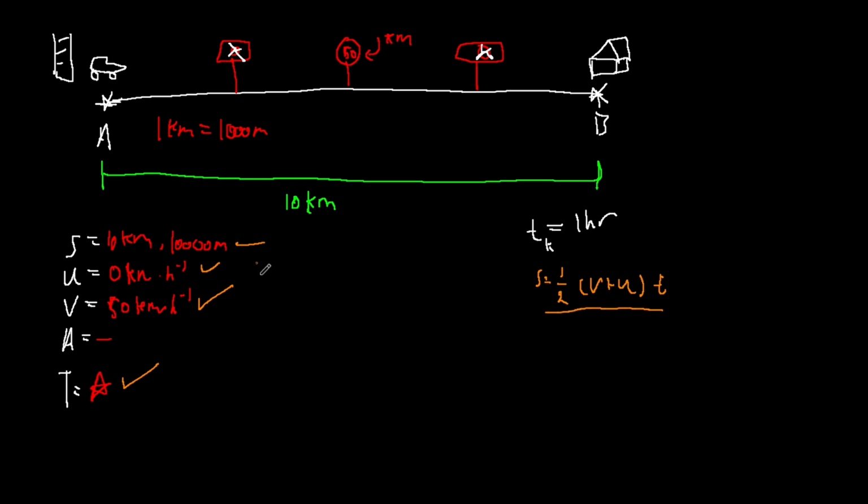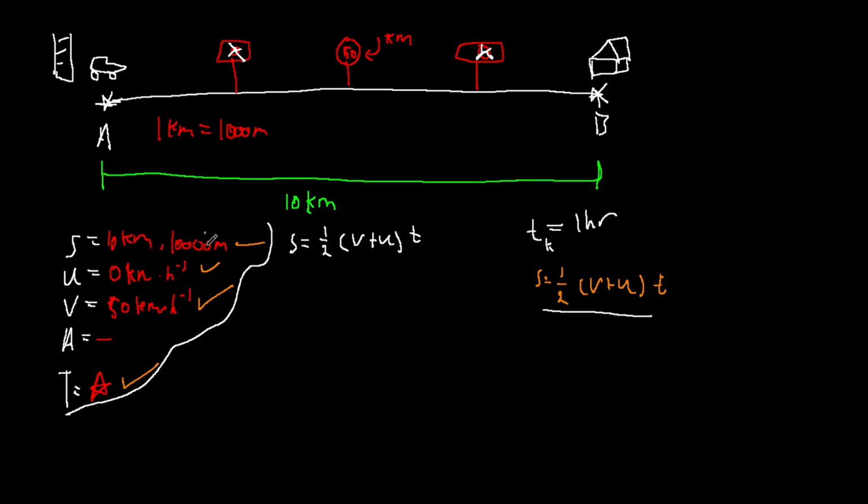Alright. So right now, I'm going to go ahead and consider this equation. So I'll write on the top. We'll consider this equation and we'll substitute the values we have. So S is equal to half of V plus U T.